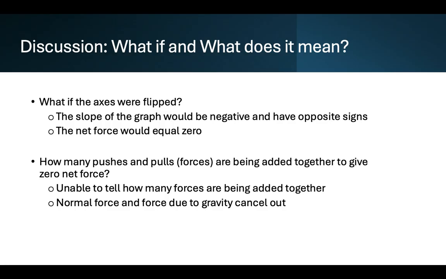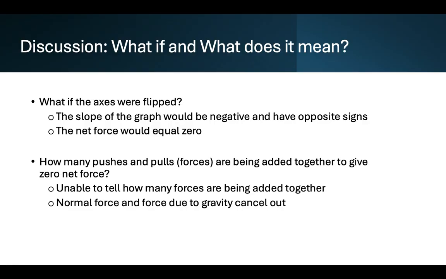So our discussion: what if and what does it mean? What if the axes were flipped? Then the slope of the graph would be negative and there would be opposite signs, but the net force would still equal 0.